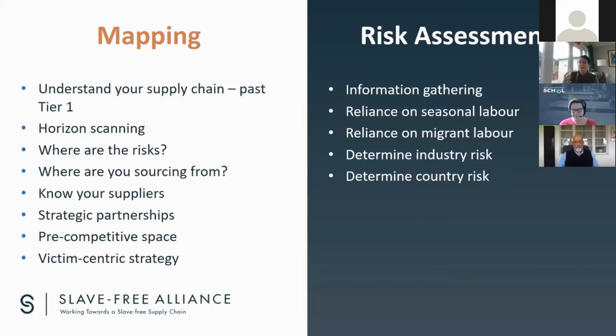So what's the risk in the product or the service that you provide and where you're sourcing from? Use that horizon scanning piece to ascertain what the risk is in terms of the country and the industry, and assess that level of risk. Is it high? Is it low? The difference between mapping and risk assessing is that you find the risk, and then you assess what that risk is. And remember, mapping and risk assessment are not due diligence. That's another piece as well.